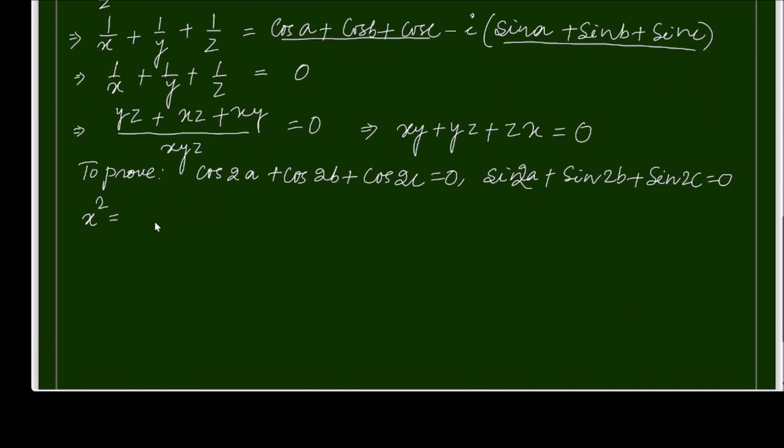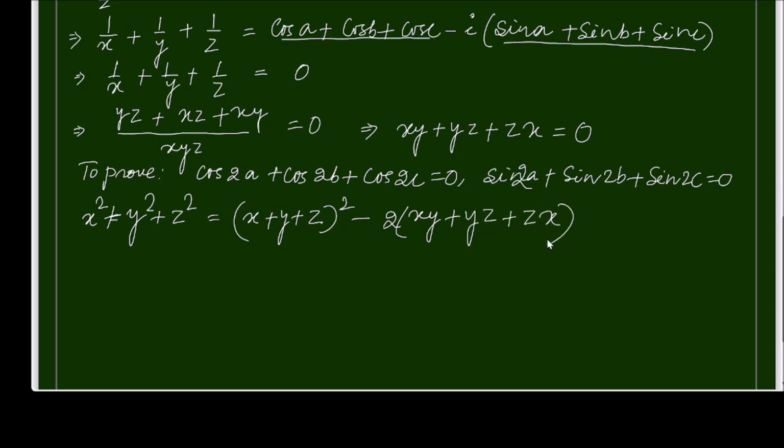So x square plus y square plus z square equals (x plus y plus z) whole square minus 2 times of (xy plus yz plus zx). We have proved that x plus y plus z is 0, and here this is again 0. So 2 times of 0 is equal to 0.